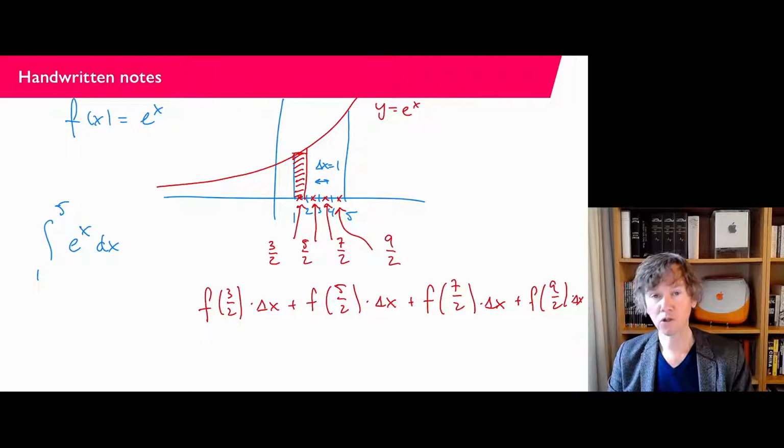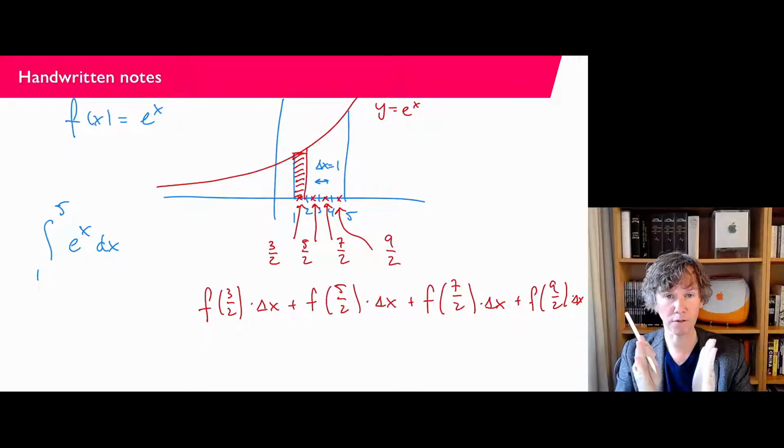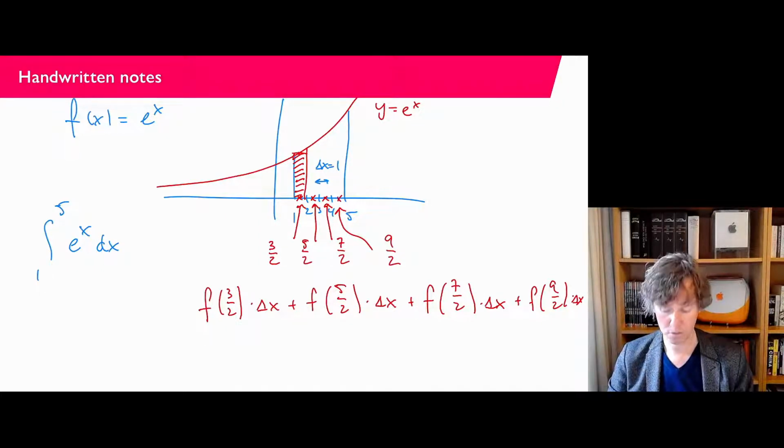If you take more of these intervals, you get a better approximation. If you let the number of intervals go to infinity, so the width delta x is going to 0, then you get the integral. So that's the idea of these Riemann sums.